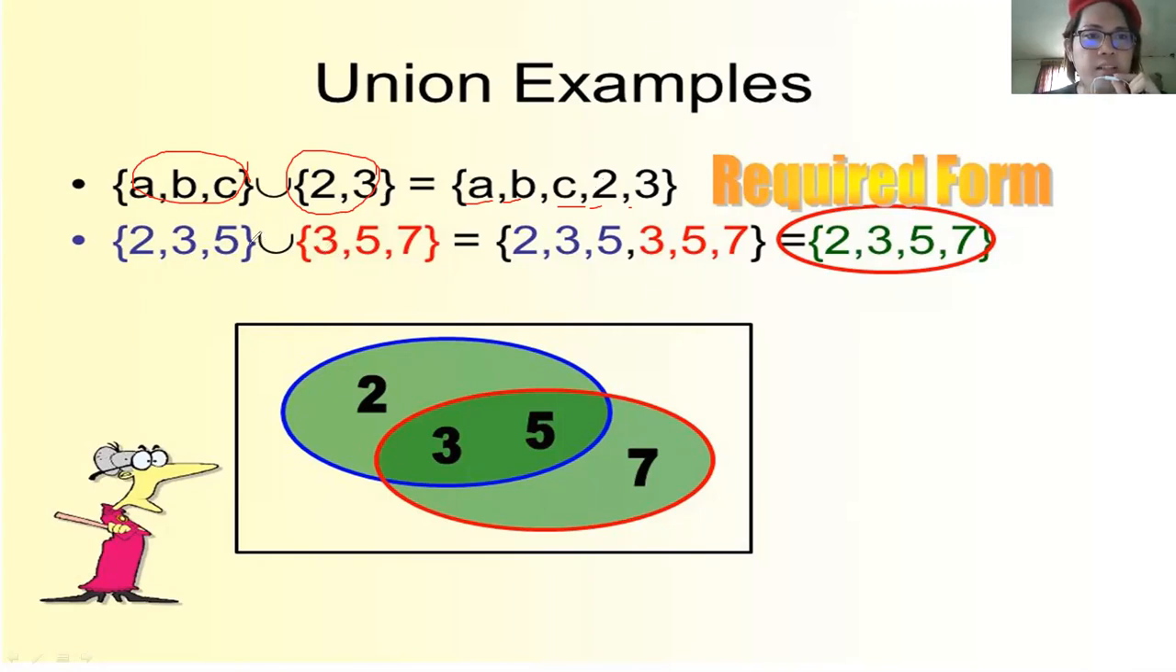Next example, 2, 3, 5 union 3, 5, 7. So we have it here: 2, 3, 5, 3, 5, 7. Since 3 repeats twice, take it as 1. 5 also repeats twice, so take it as 1. So our final answer now will be 2, 3, 5, and 7. Do not forget to include a pair of braces, so that your answer will not be marked wrong. So now, that's the union.